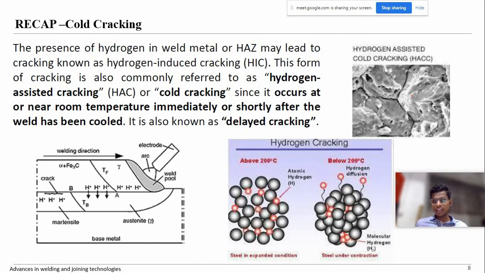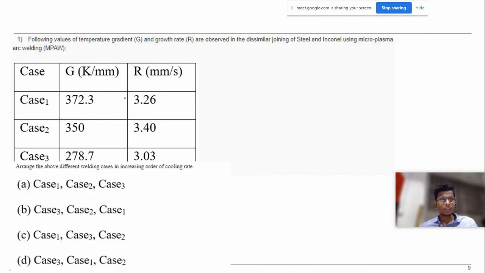It is cold cracking because after solidification, the joint achieves room temperature, and then the cracks happen, more generally at the heat affected zone, sometimes even at the weld metal. So this is also called delayed cracking. The main name is cold cracking because it happens after reaching room temperature. So this is one more on cold cracking.